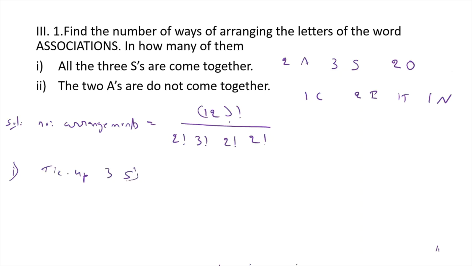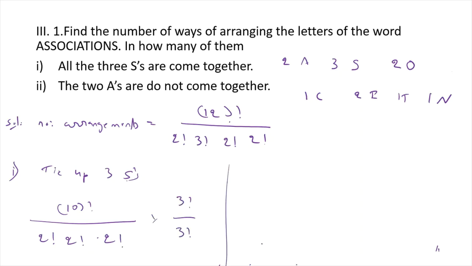So now after tying up these 3 S's, we can arrange these remaining letters in 10 factorial ways. But out of those 10 items, there are 2 A's which are identical, so divided by 2 factorial, and there are 2 O's, so divided by 2 factorial, and there are 2 I's, so divided by 2 factorial. And then we can arrange 3 S's among themselves in 3 factorial ways. But those 3 S's are identical, so divided by 3 factorial. So these are the total number of ways of arranging the letters of the word associations in which 3 S's come together. And the second one is no 2 A's come together.